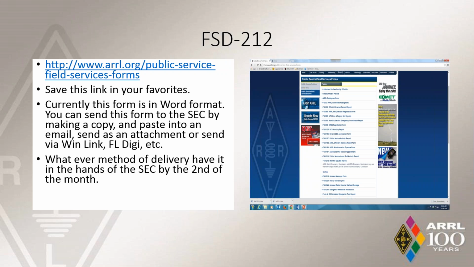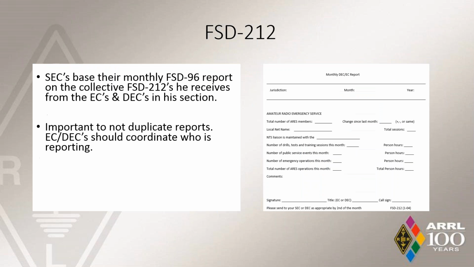So have some fun with it, add the information that's current for this month, and get it to the SEC. Now we'd like the SEC to get the information around the first of the month because he's going to be getting quite a few of these. So it's going to take him a little bit of time to get organized and get all the information from all of these 212s so he could put it into his report. So get it to him as early as possible in the month.